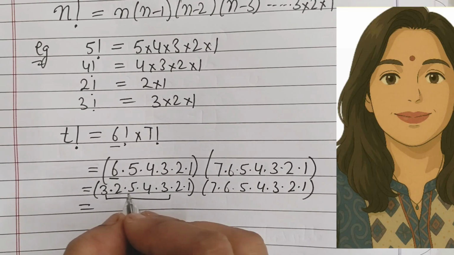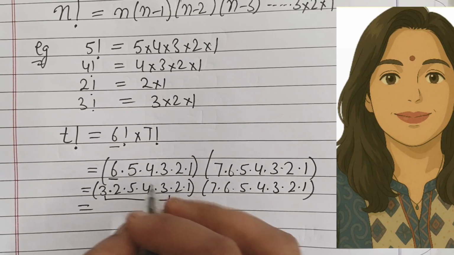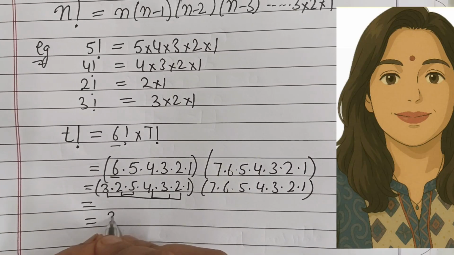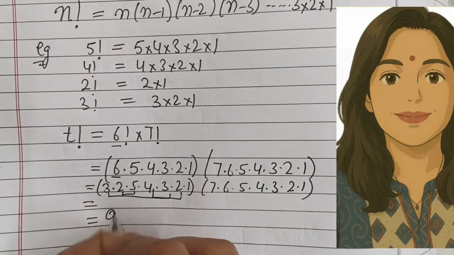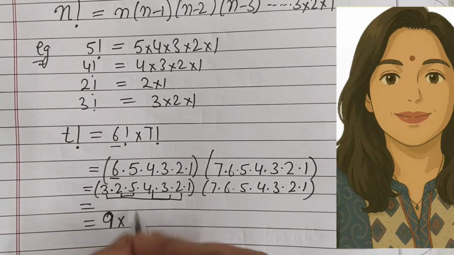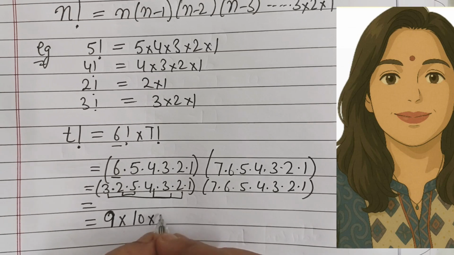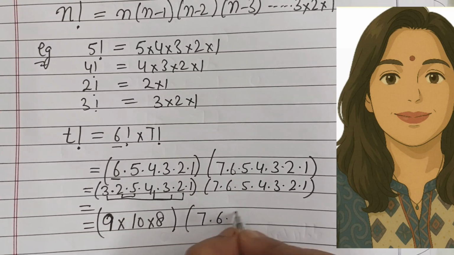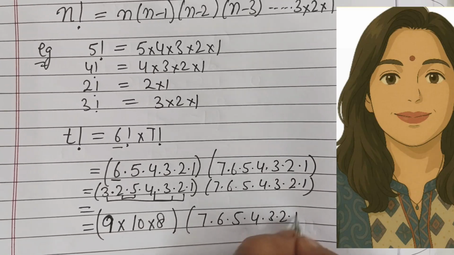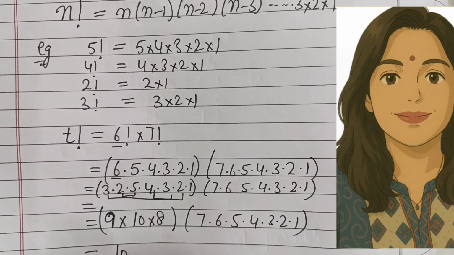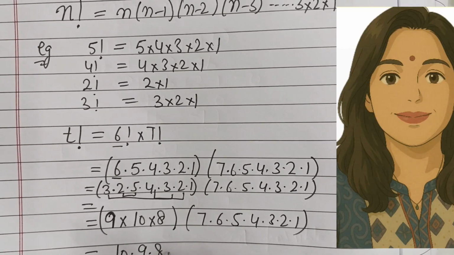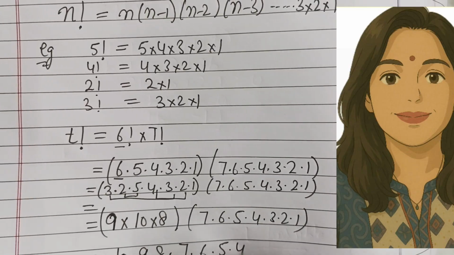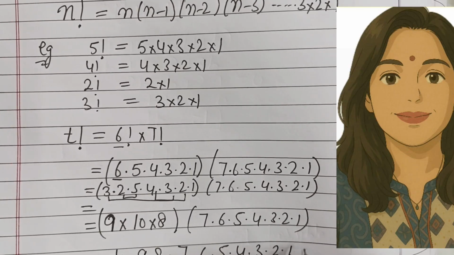We know 3 3s are 9 and 5 2s are 10 and 4 2s are 8. So we can write 3 3s are 9 into 10 into 8. And here we have 7 into 6 into 5 into 4 into 3 into 2 into 1. So here it becomes 10 into 9 into 8 into 7 into 6 into 5 into 4 into 3 into 2 into 1.